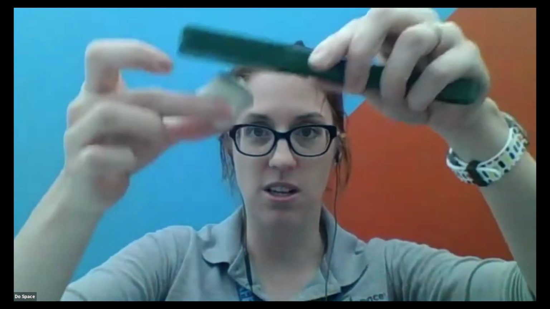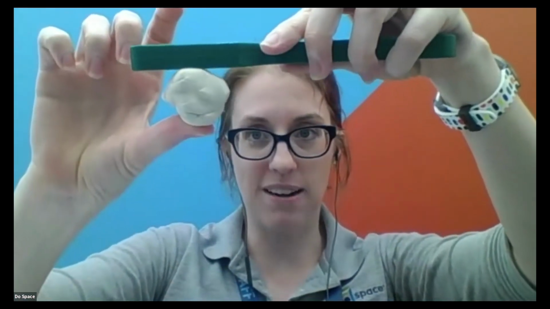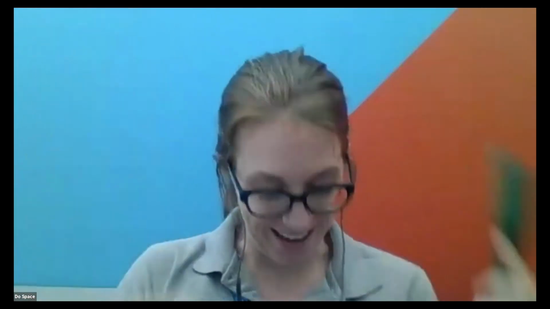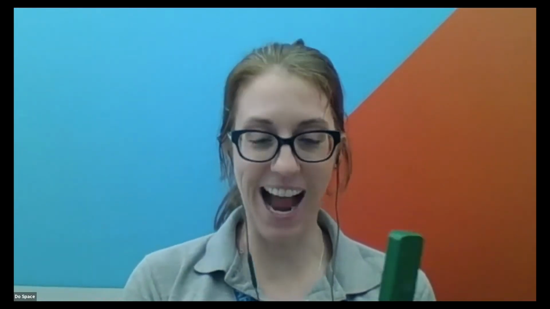And then our last thing, I have some Play-Doh. Ooh, this is kind of tricky, right? Because it's not plastic and it's not wood. It's not foam. What do you think? Is Play-Doh magnetic or not magnetic? Let's find out. It's not magnetic. Play-Doh doesn't have any iron in it, no metal. So it is not magnetic. So those are some of my experiments.